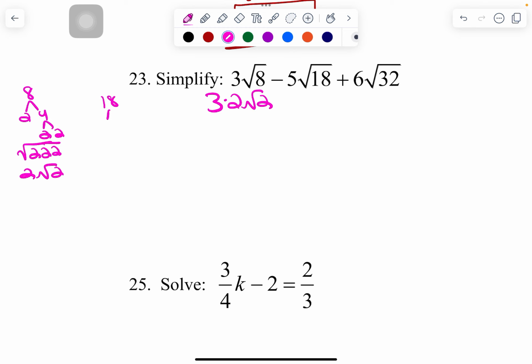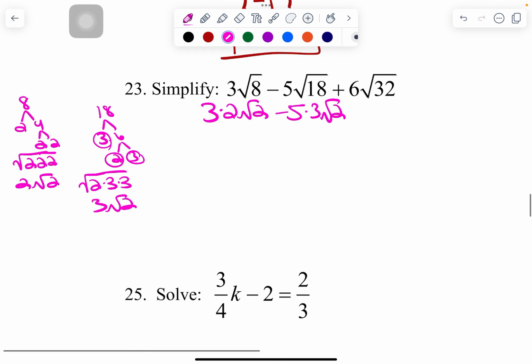Let's see, 18 is 3 times 6, 2 times 3. So that's going to be 2 times 3 times 3, so 3 root 2. So negative 5 times 3 root 2.